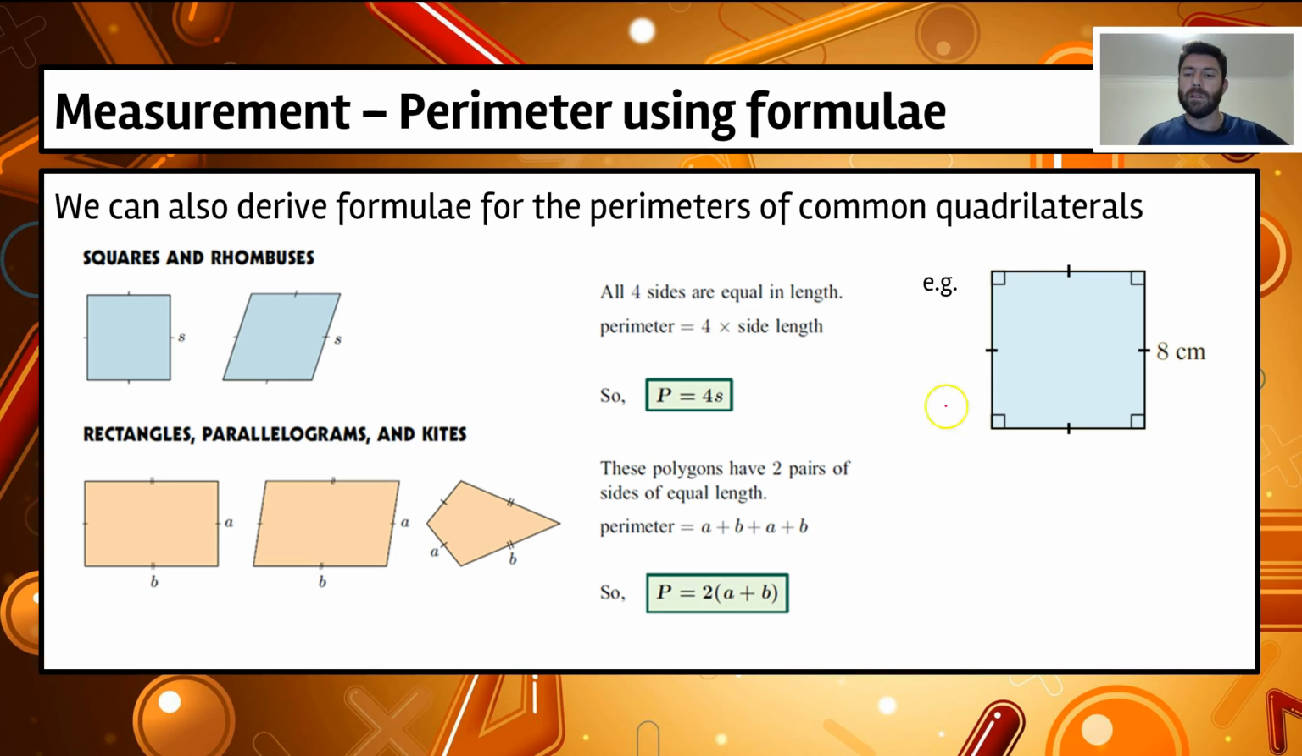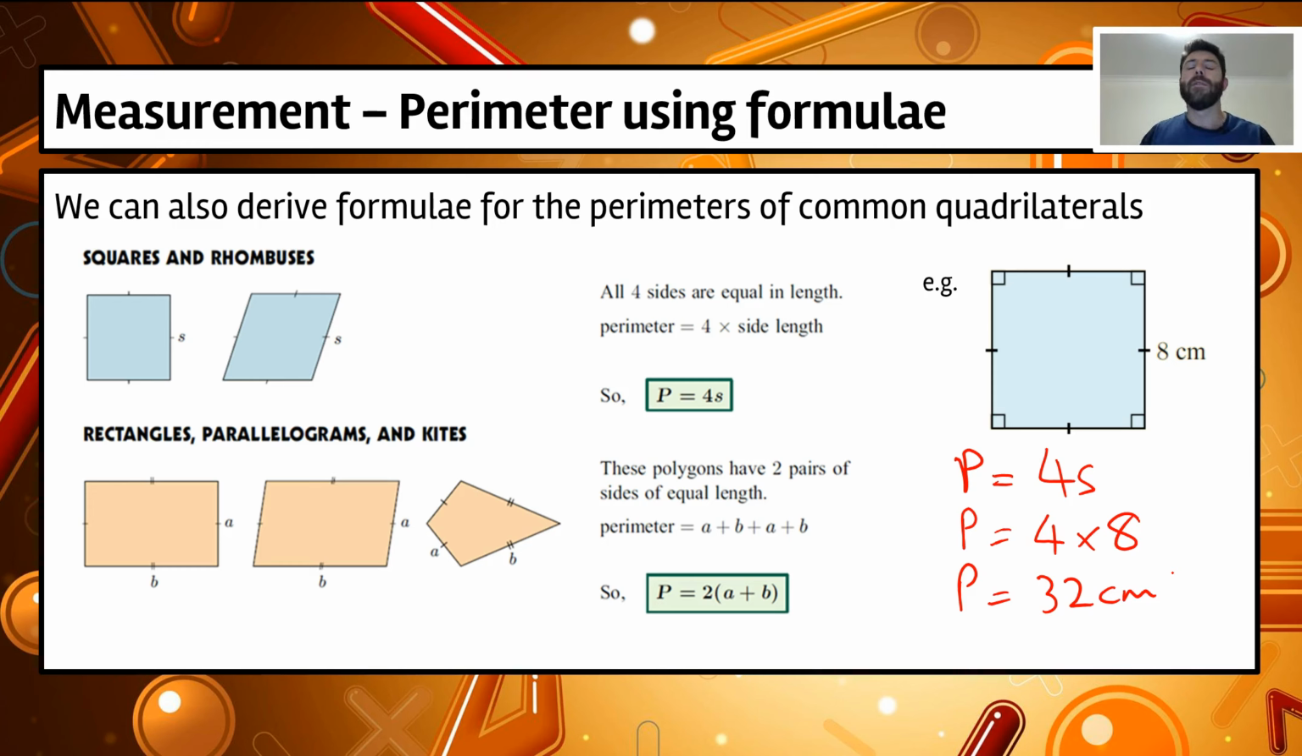If we look at this example, what shape have we got? We've got a square. So the perimeter, P, equals 4S, which means 4 times the side. The side length is 8, so the perimeter equals 32, and then we use our units, which is centimeters. That's just a quick example of how to do perimeter.